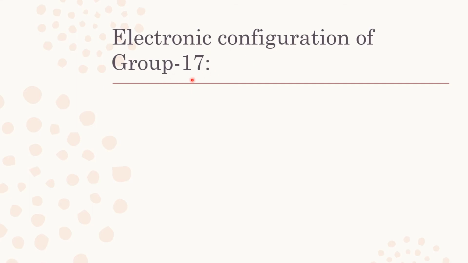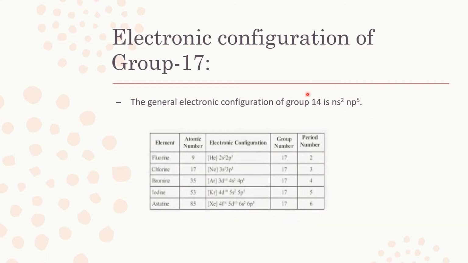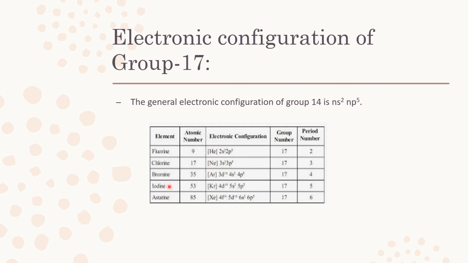Let's see the electronic configuration of the halogen family. We know that the general electronic configuration is ns2 np5. The elements of halogen are fluorine, chlorine, bromine, iodine and astatine. These are the atomic numbers and these are the electronic configurations. And see, it is like that only, that is ns2 np5, that is 2s2 2p5, 3s2 3p5, 4s2 4p5, 5s2 5p5, 6s2 6p5. The group number remains the same and the period number changes, that is n is equal to 2, 3, 4, 5 and 6.